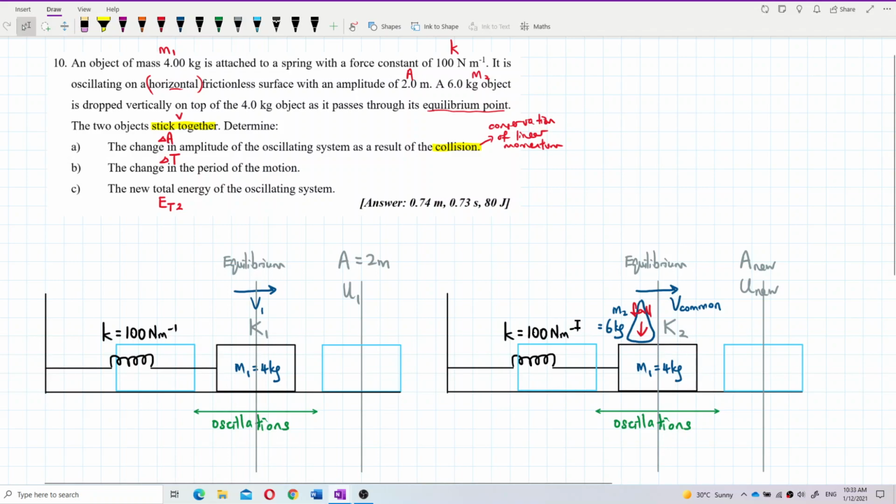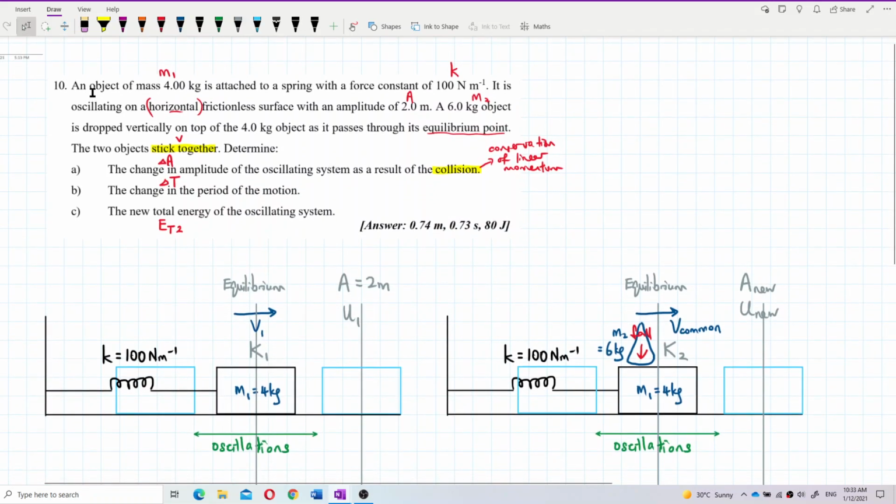Okay, so now we're going to do it step by step. I just pictured out what's happening here. What we're going to do is, first of all, we find out what is the total energy initially.